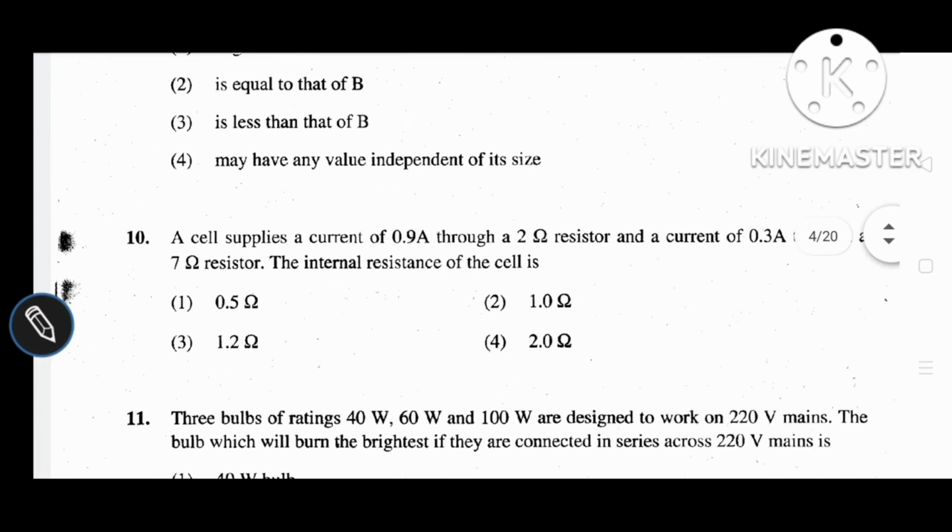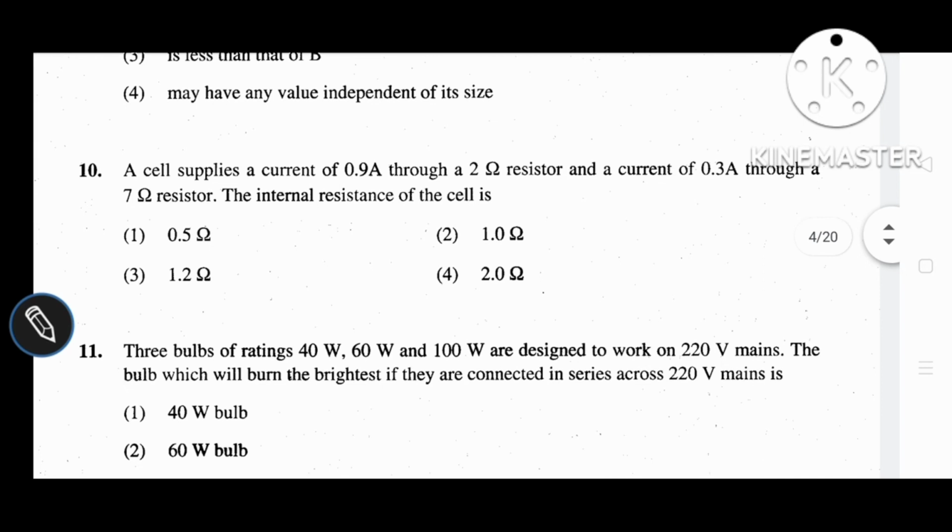10th question we are having. A cell supplies a current of 0.9 ampere through a 2 ohm resistor and a current of 0.3 ampere through a 7 ohm resistor. Then the internal resistance of the cell is, we are asked to calculate the internal resistance value, that is the value of small r. You are given two current values, I1 and I2, then the two resistance values, R1 and R2. We have to calculate the internal resistance.